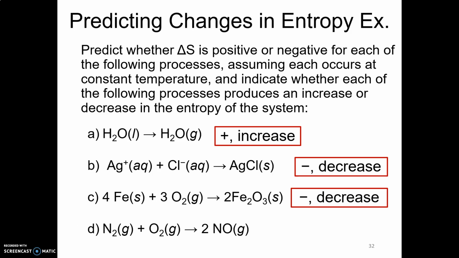All right, last one. 1 mole of nitrogen gas reacts with 1 mole of oxygen gas to generate 2 moles of nitrogen monoxide gas. Well, same temp, same phase. You went from 2 moles to 2 moles.